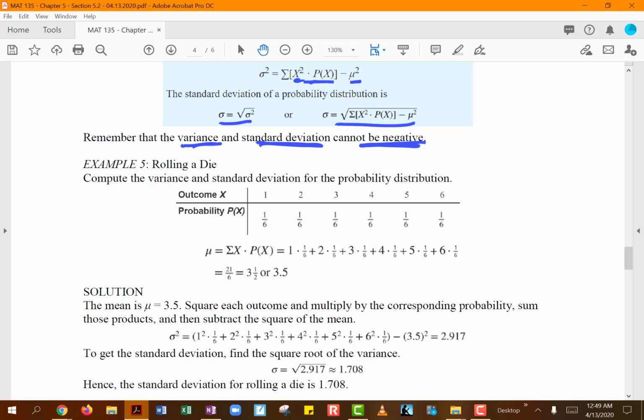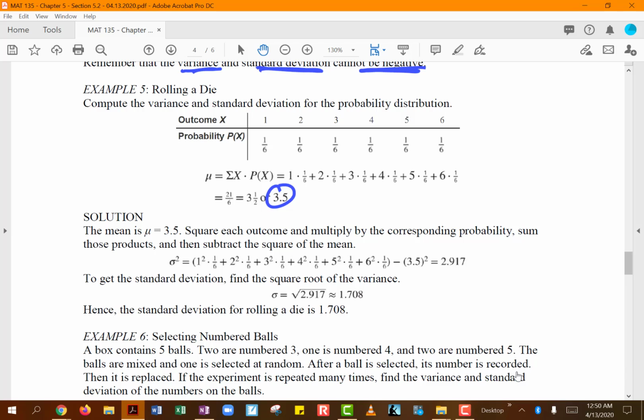Okay, so we're going back to our example of rolling a single die. Our outcomes are going from 1 through 6. We know each probability is going to be 1/6. So go ahead and multiply the outcome with the probability, and we get a mean of 3.5. Now that we have our mean, we are ready to calculate our variance and standard deviation.